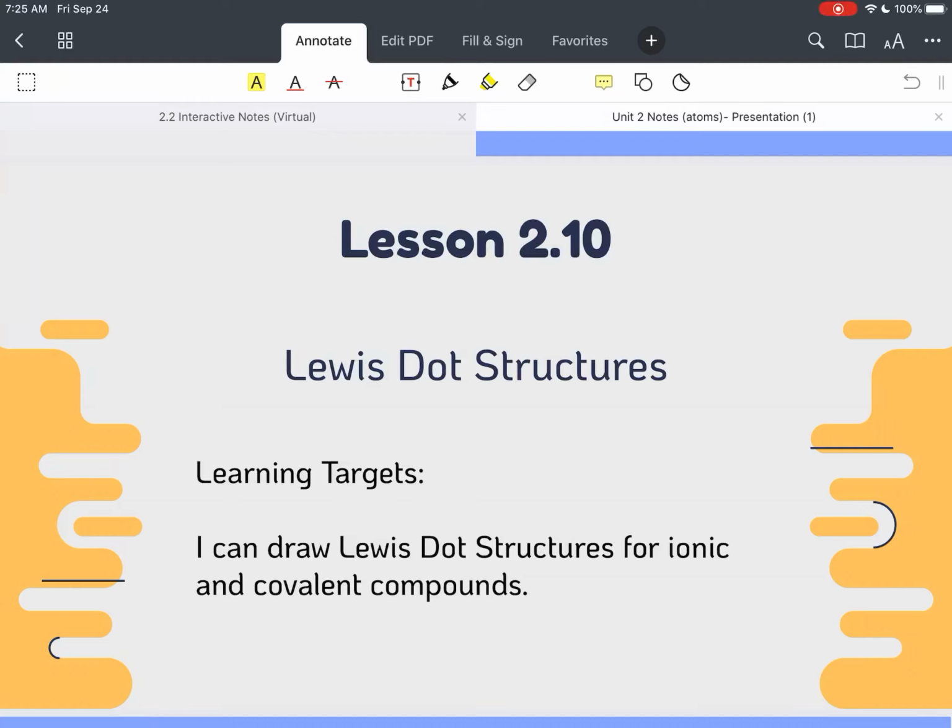Okay, this lesson is on Lewis dot structures. So we're going to differentiate how to draw Lewis dot structures for ionic compounds and covalent compounds.